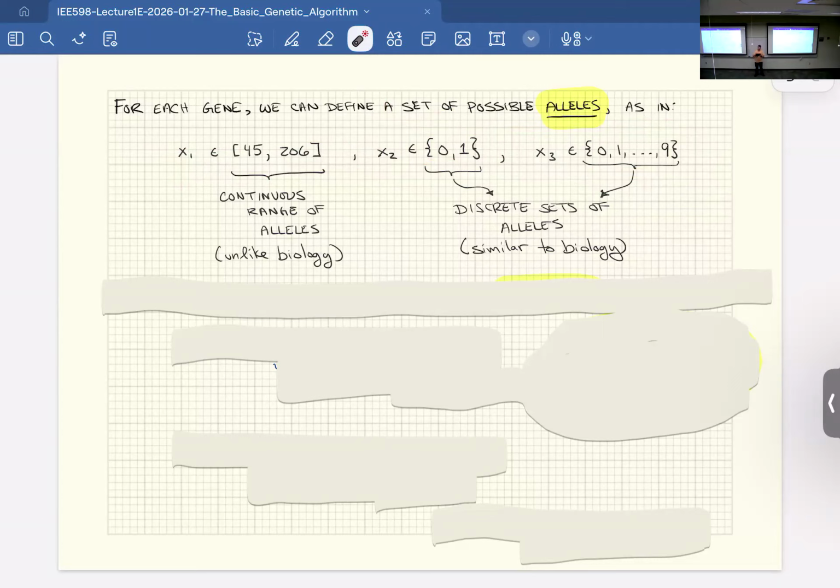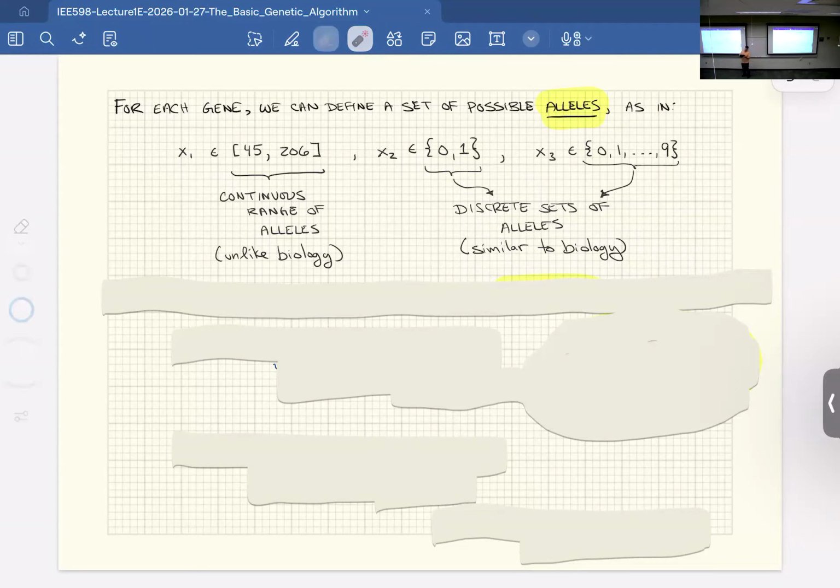In biology, generally speaking, we only have discrete sets of alleles because DNA is a discrete information molecule. But we have the ability to store floating point numbers in our data structures pretty effectively. So unlike biology, we can have continuous valued alleles, which is a little weird if you talk to a biologist, but it's something we can do because our data structures are different than DNA.